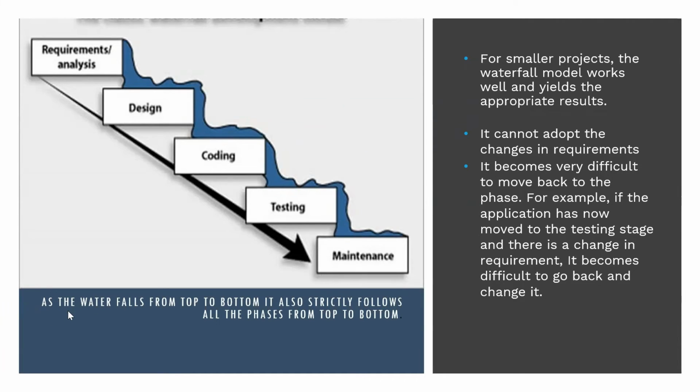This line I like the most. It is written that as water falls from top to bottom, it also strictly follows all the phases from top to bottom. So it is just like a waterfall. Look at this. That's why this picture is very good to explain waterfall methodology. Like how water falls from top to bottom, the same way we will be proceeding with all the phases from top to bottom. You cannot reverse water, right?